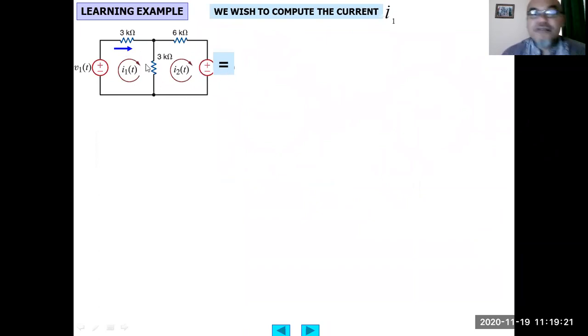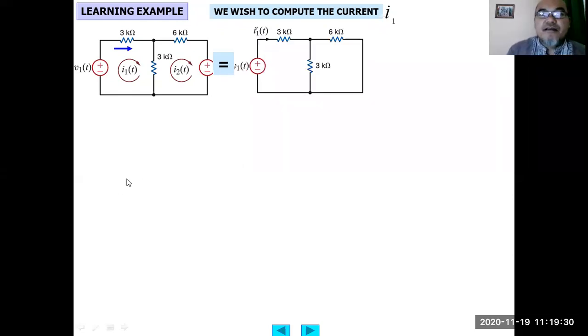Of course, we can use the loop method. We can also use Kirchhoff's current law, nodal analysis. But now we use superposition. First, we calculate I1 due to the contribution of V1 only, the first independent voltage source. In this case, the second independent voltage source is made 0 by short circuiting it. So this one is short circuited.